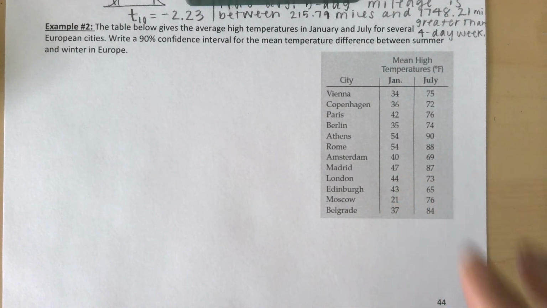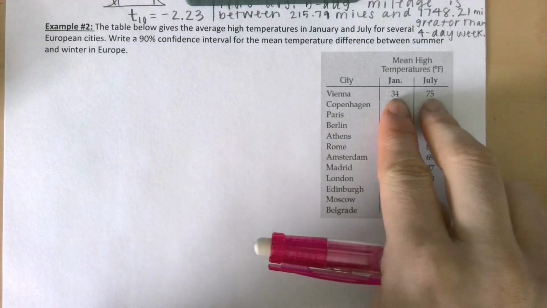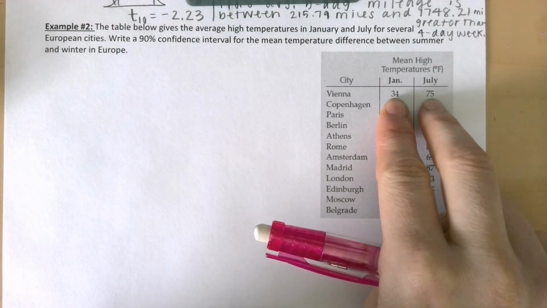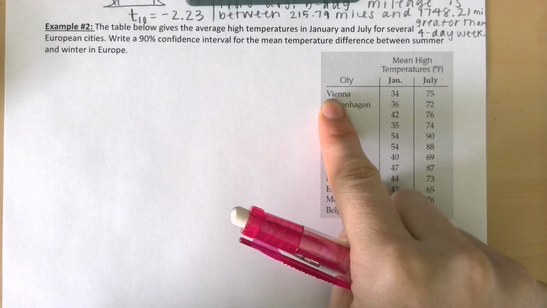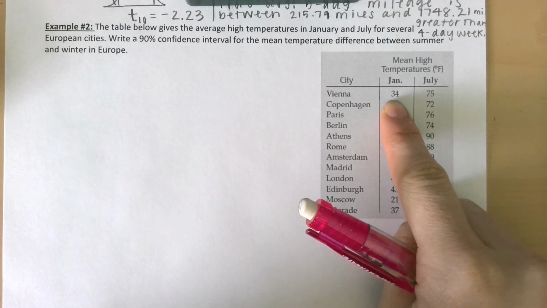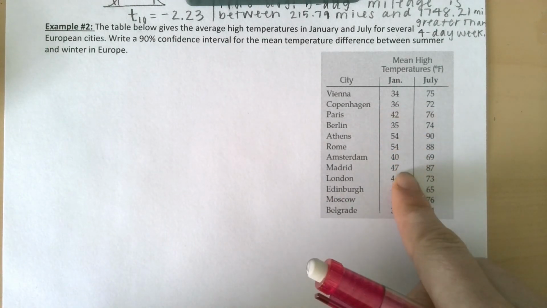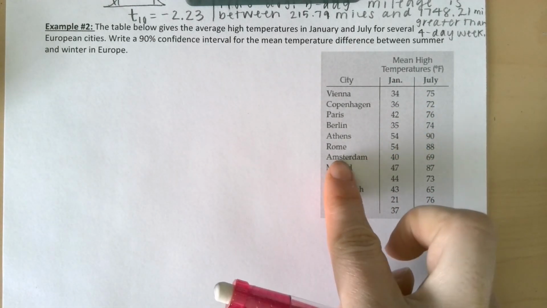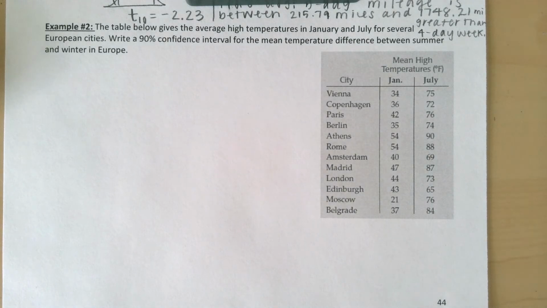Okay, hopefully you're noticing that this is, again, a great example of paired data, since these two values, the high in January and July, are dependent on the city. I could not just randomly switch two values here because they relate back to that city.